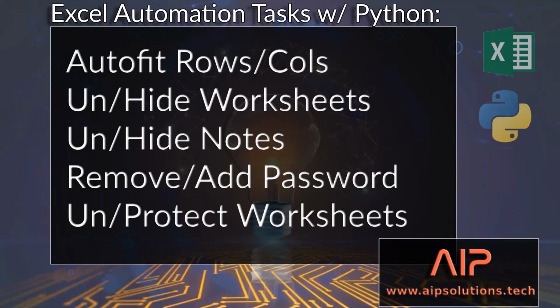We will go over how to auto-fit all columns and rows across all sheets, hide and show hidden worksheets, show and hide notes, add and remove workbook passwords, all using Python. There will be some bonus footage as well that demonstrate how to protect a worksheet and secure it, and also turning an Excel worksheet into a PDF, all using Python. Follow along and let's begin.